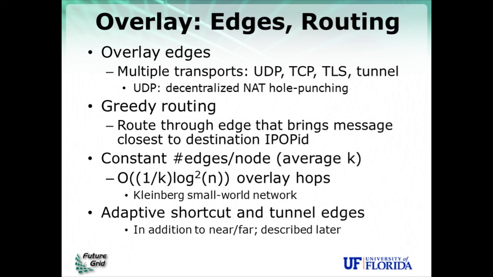With a constant number of edges and following a small world network, the complexity of routing is 1 over k log squared n, where k is the number of edges per node and n is the number of nodes in the network. If you make k, instead of a constant, log n, then the complexity of routing is O of log n. There are also adaptive shortcuts and tunnel edges that are added in addition to the near and far edges, and those will be discussed later.